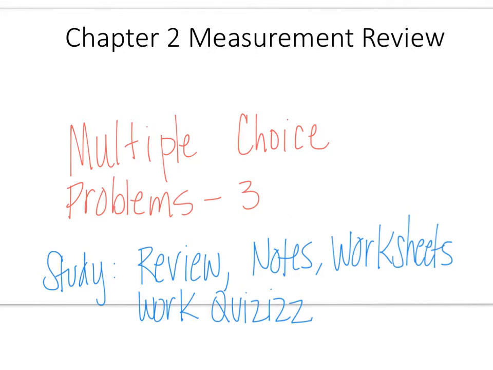What you should study is this review, your notes, any worksheets that you got back, and then the quizzes we did in class on Friday. You should work that as many times as you need to until you understand how to do that. So let's get started with question 1.